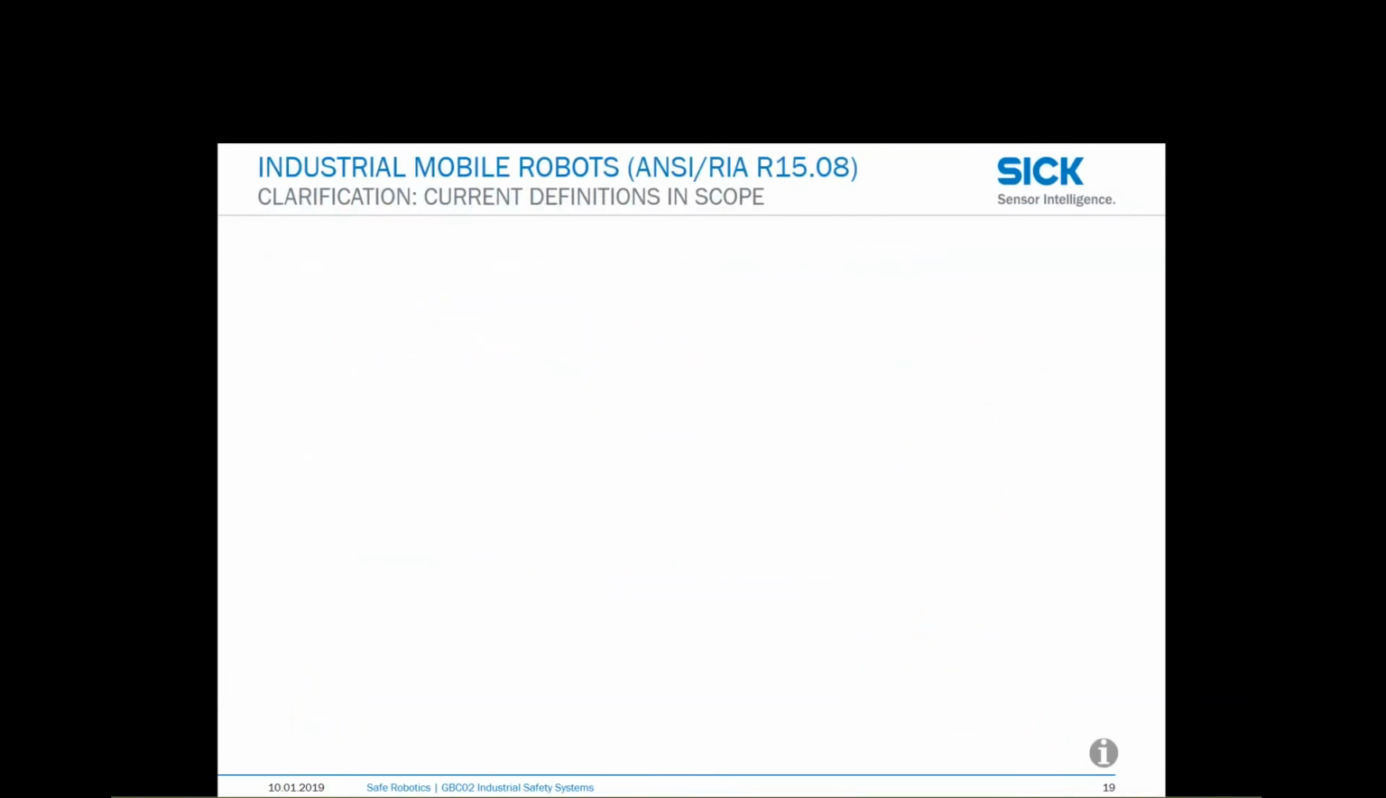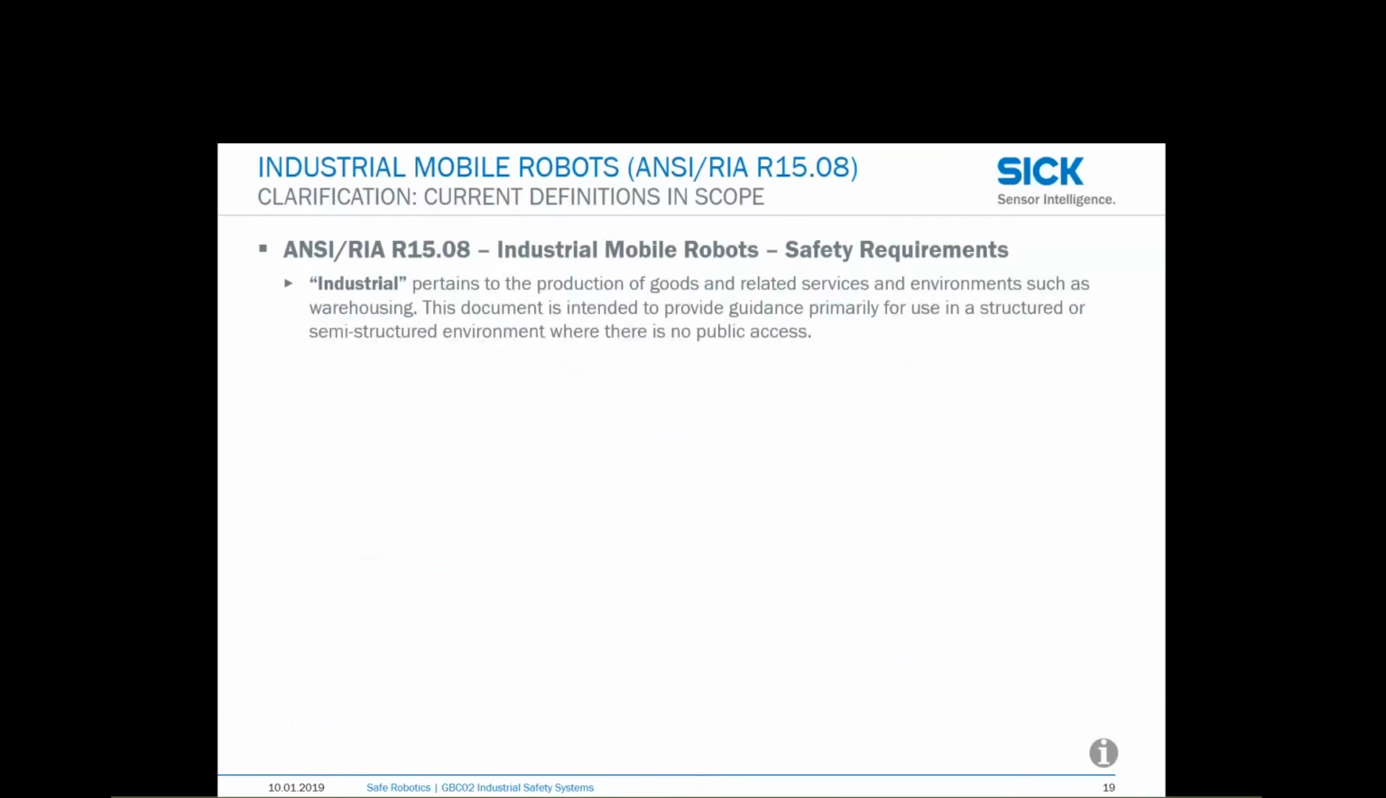So let's take a look at the current definitions of the scope of this document. I think this is really important. When talking about the requirements for industrial mobile robots, the key word here is industrial. These are being developed, the standard is being developed to give guidance to industrial applications, not in the public space.